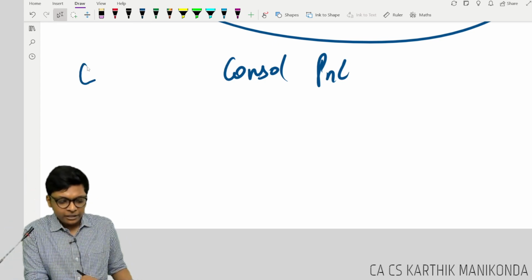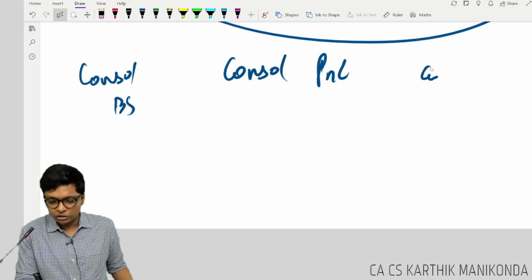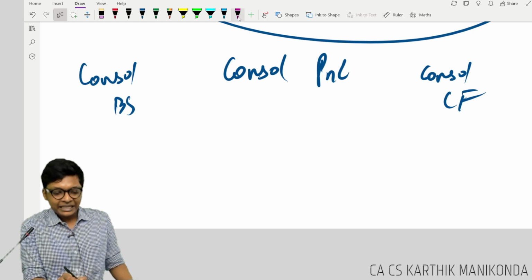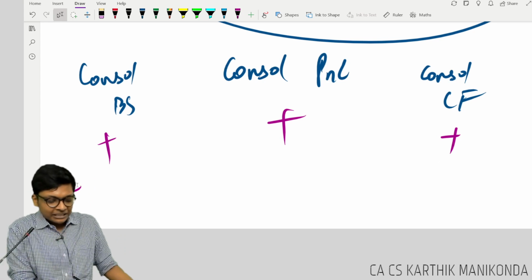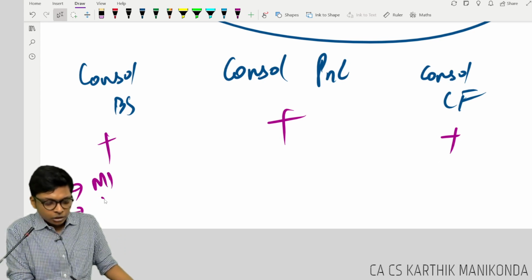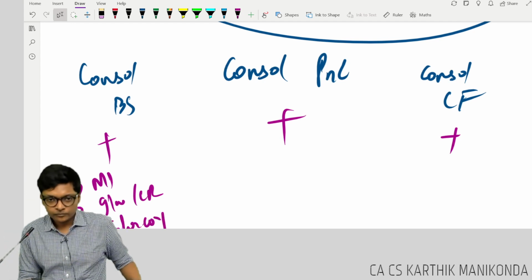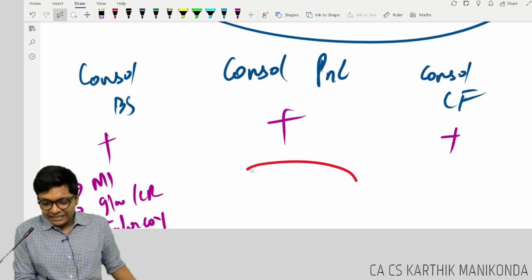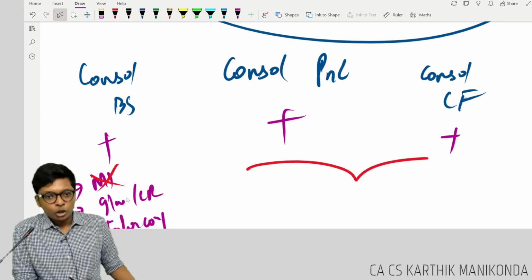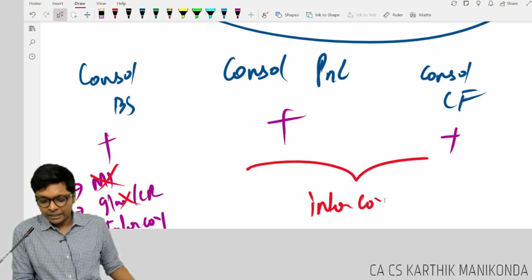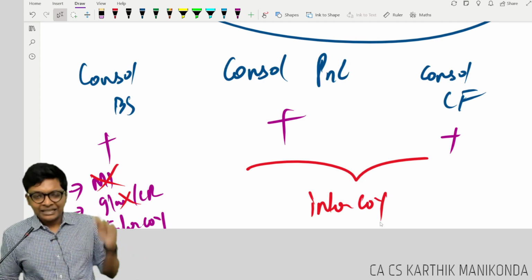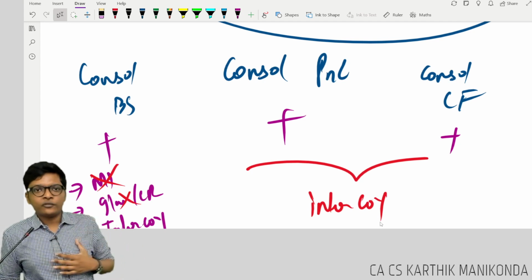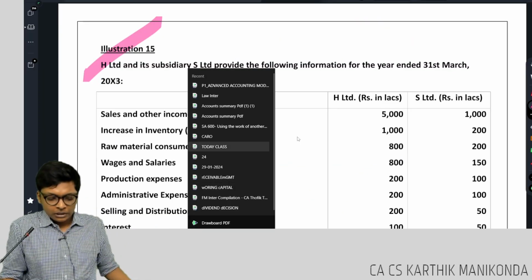See, if I have to write all three, consolidated balance sheet, consolidated P&L, consolidated cash flow, everything is line by line addition. In the balance sheet only we have 3 adjustments: subject to computation of minority interest, goodwill or capital reserve, subject to intercompany. In consolidated P&L and cash flow, we don't need minority or goodwill, but you have intercompany. That's it. Intercompany alone will be eliminated, the rest will remain the same. Are you following, guys? Illustration 15.